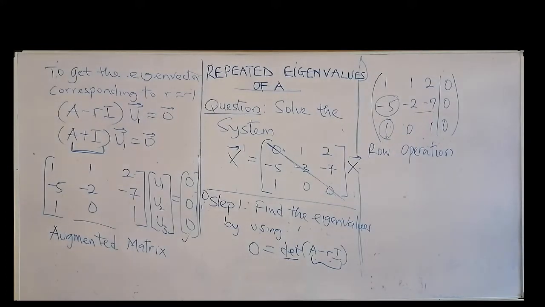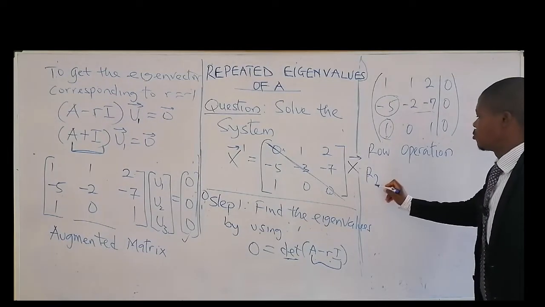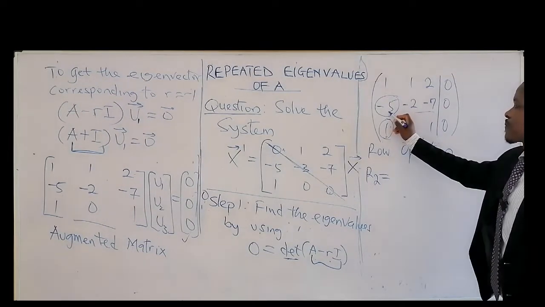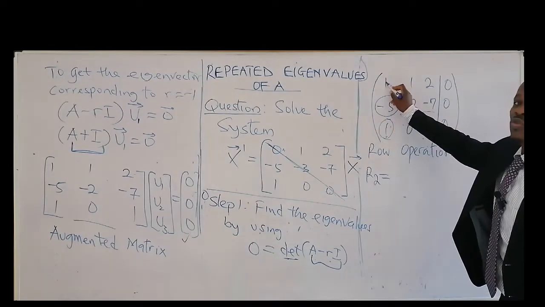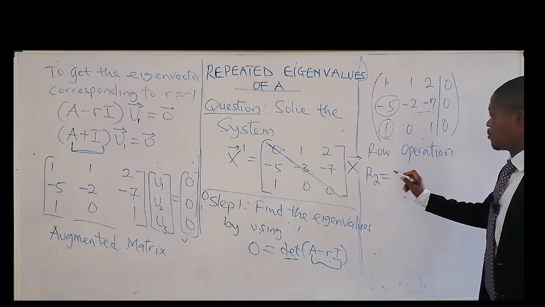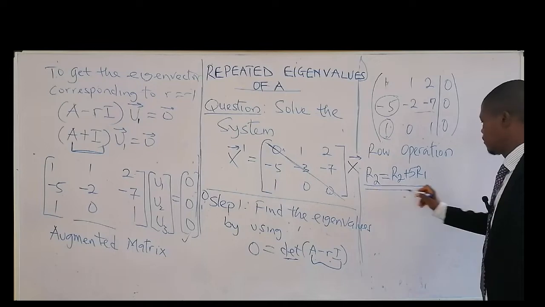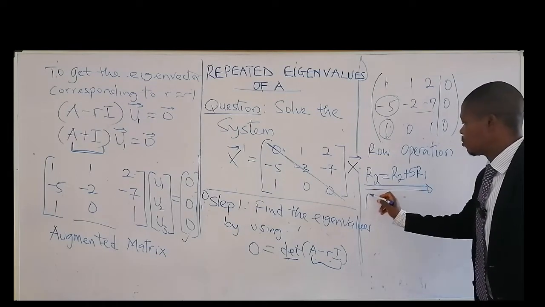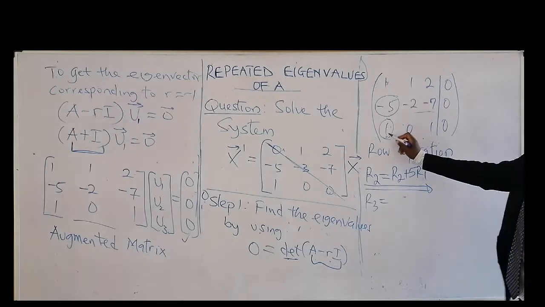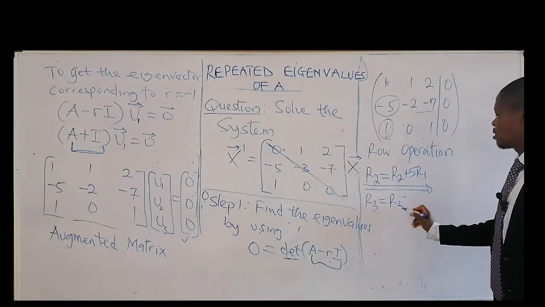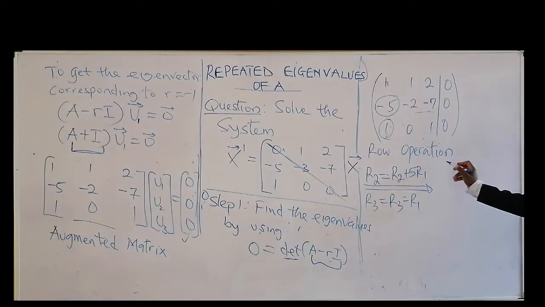So how do we achieve our targets? Row 2 will be equal to, this is negative 5, so for you to make this 0, this one will be times 5. So we're going to have row 2 plus 5 row 1. Then the third row, this is 1, this is 1, so very easy, row 3 minus row 1. Then your reference point is row 1. It's not changing. So just have 1, 1, 2.